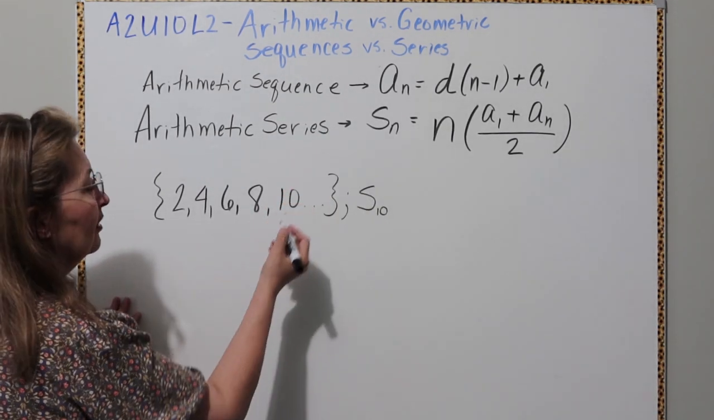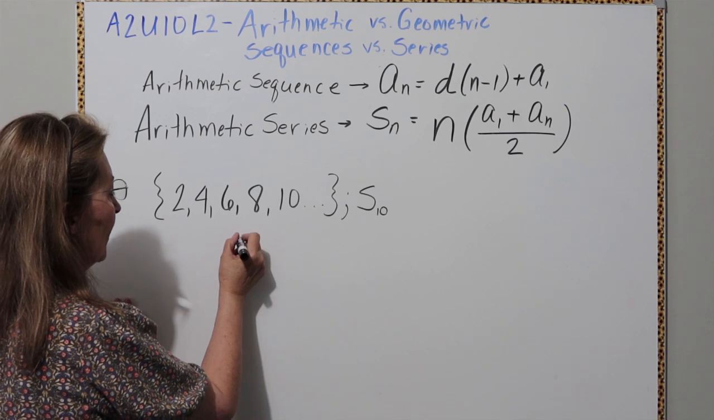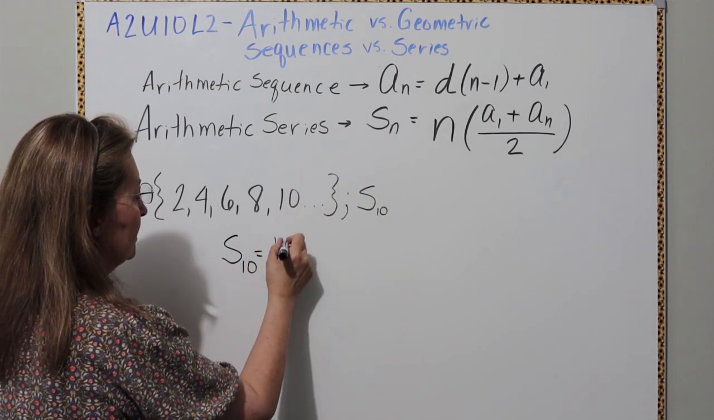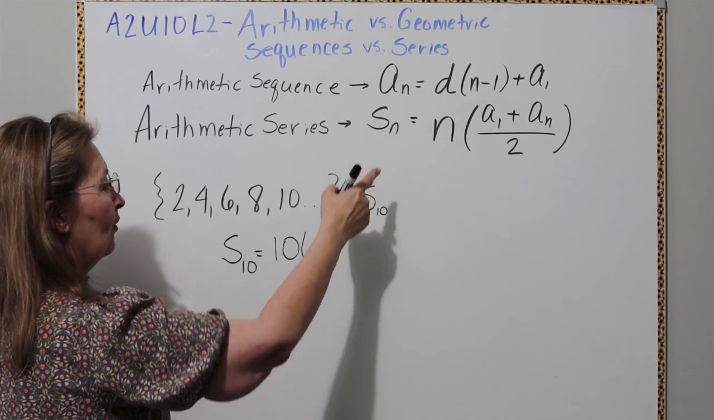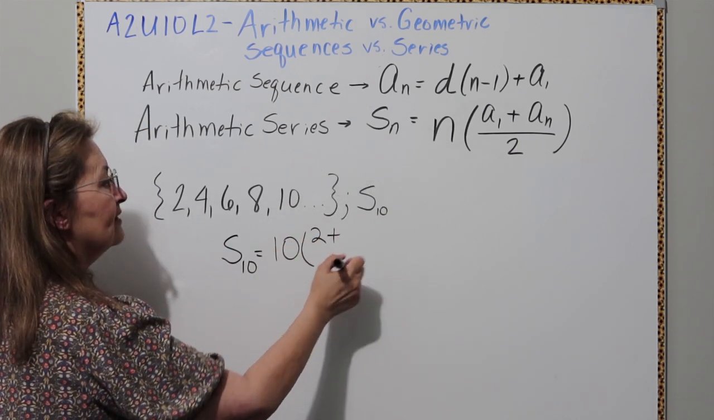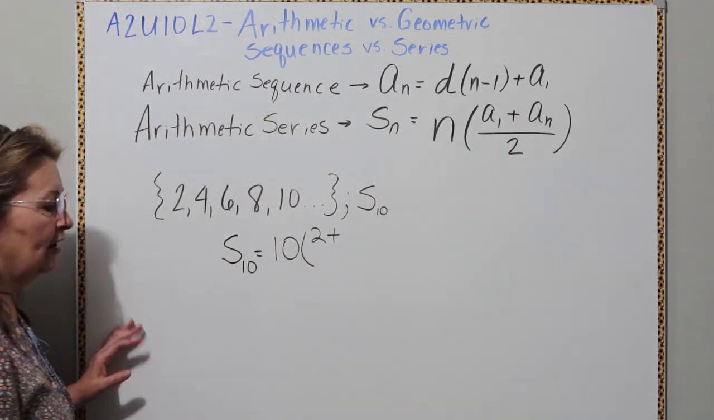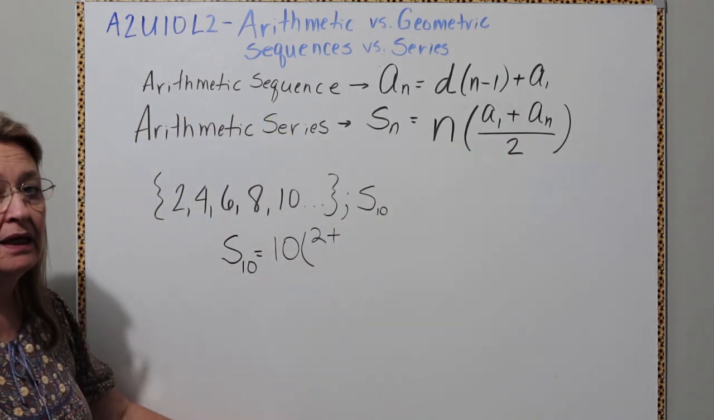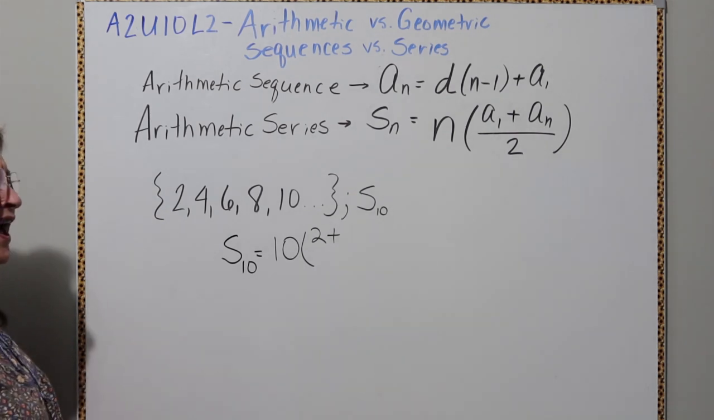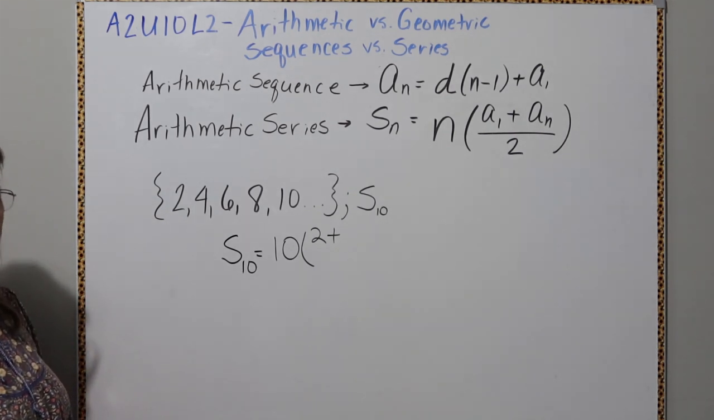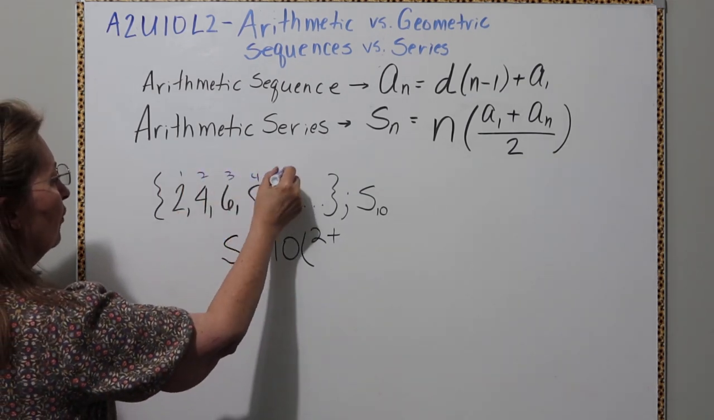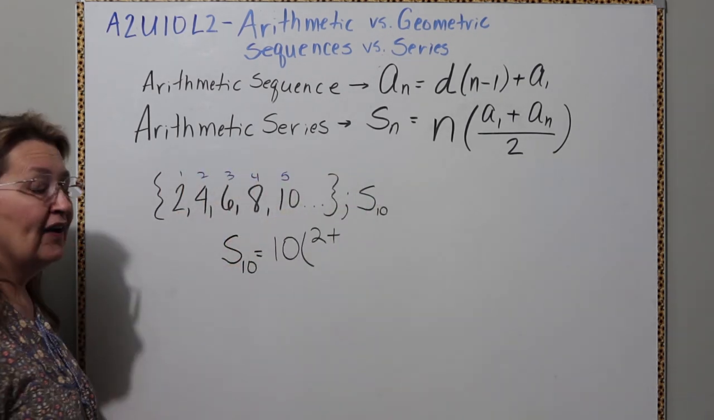So let's get our formula and let's start filling in. I'm going to find S_10. So 10 is going to be my n. Now, I'm going to add a_1, which is 2, plus, what do I need in my formula there? I need a_n, a_10, in other words. So do I have the 10th term? No, I don't. I have 1, 2, 3, 4, 5. I need to find the 10th term.